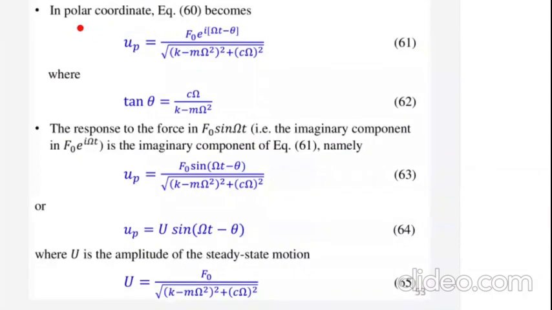In polar coordinates, again, this is from your algebra. You talked about polar coordinates and rectangular coordinates. So our equation 60 can be expressed in terms of the angle theta, in this form, where tan theta is as given by equation 52. So the response now, the u_p, considering substituting theta as given by equation 63, or you can simplify by introducing the amplitude of the steady state motion, which is the whole of this part. This is the amplitude.